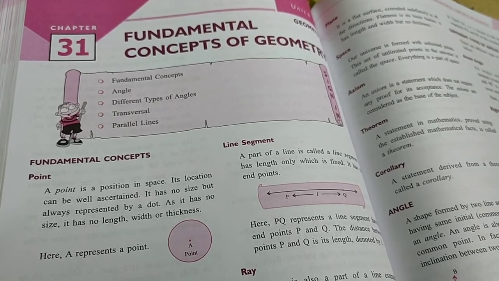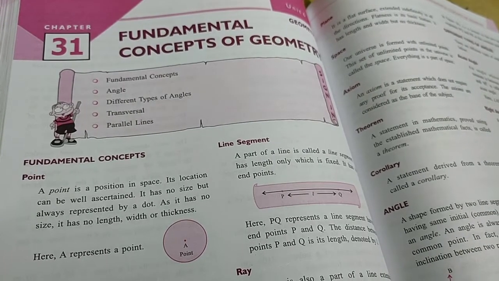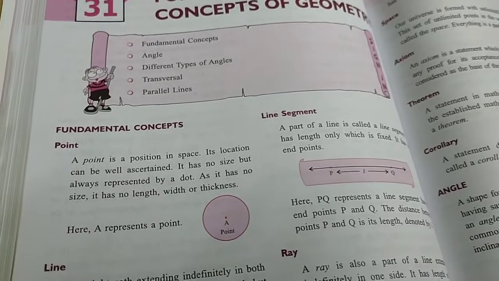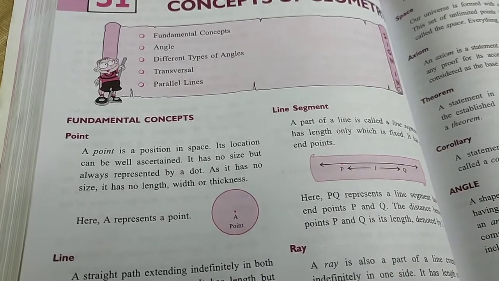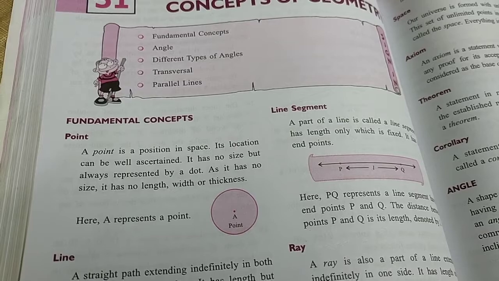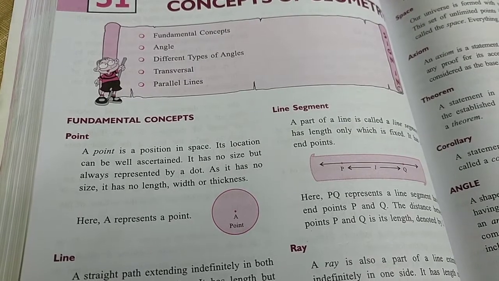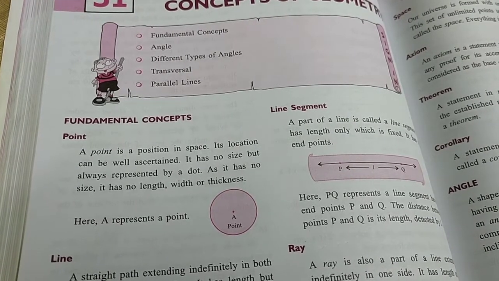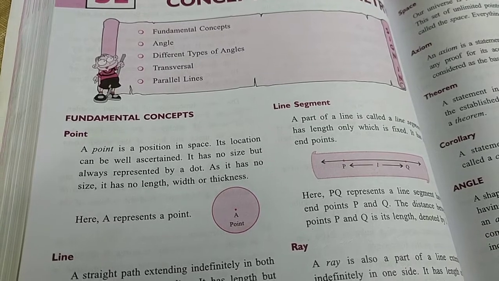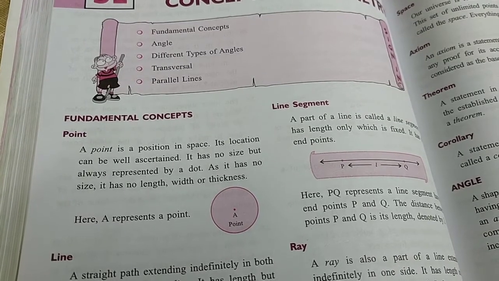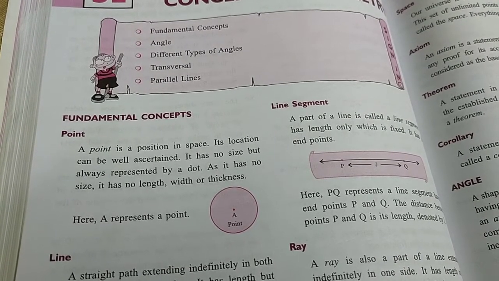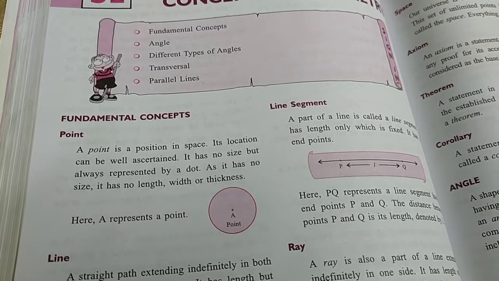Students, in this video we will start fundamental concepts of geometry. So first we will come upon fundamental concepts. What is a point? A point is a position in space. Its location can be well ascertained. It has no size but is always represented by a dot. And it has no size, it has no length, width or thickness.